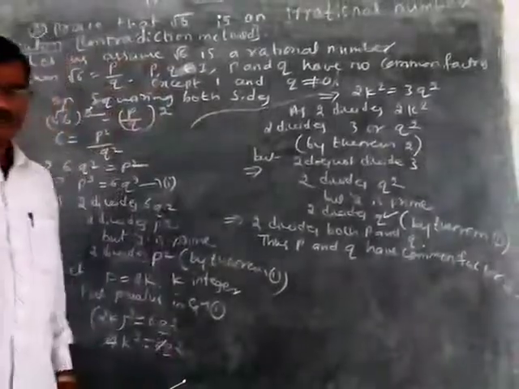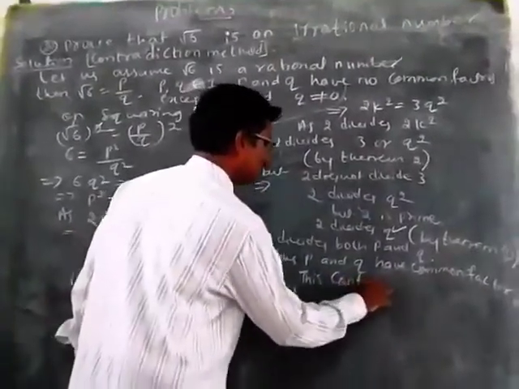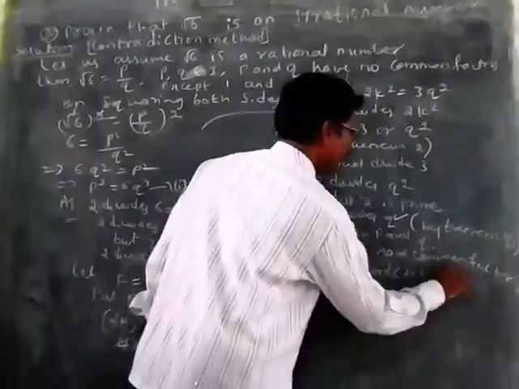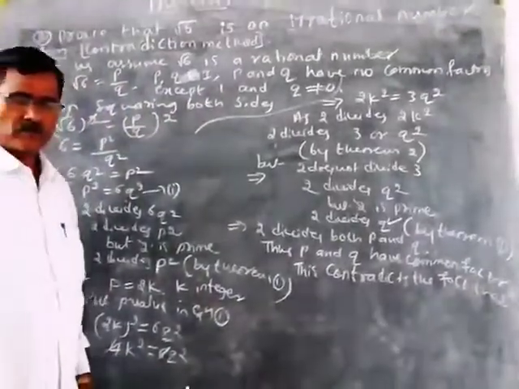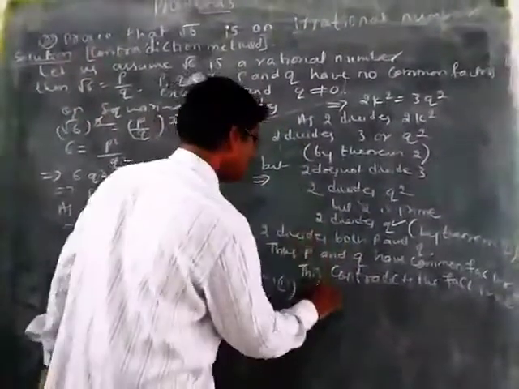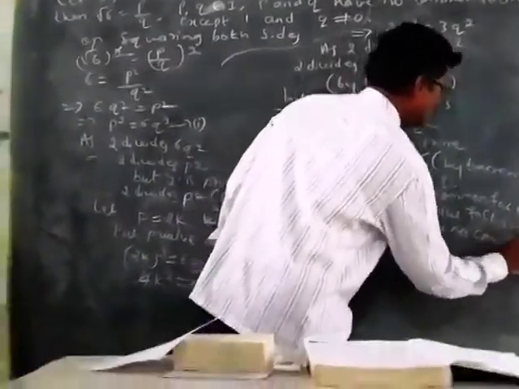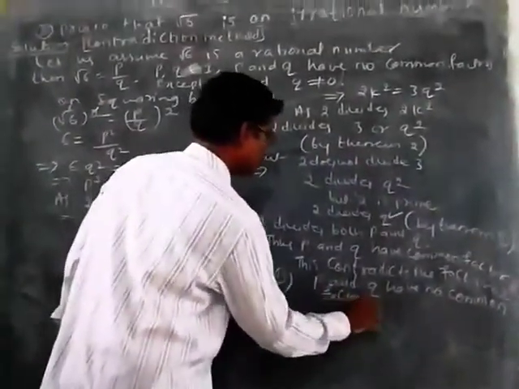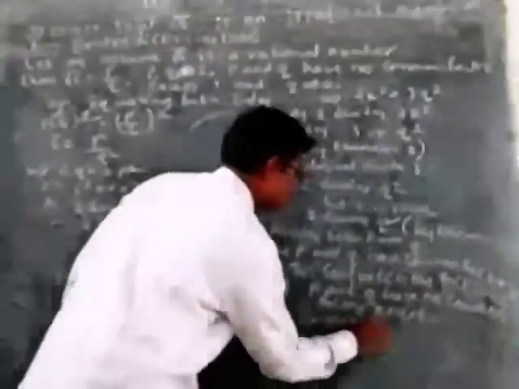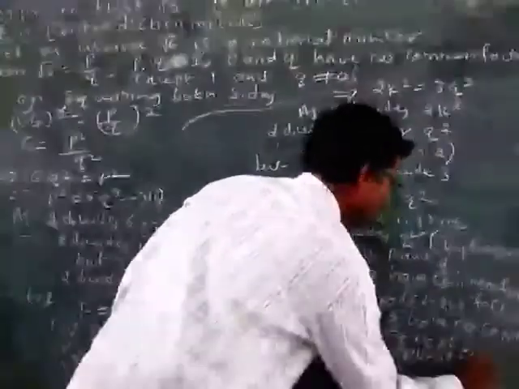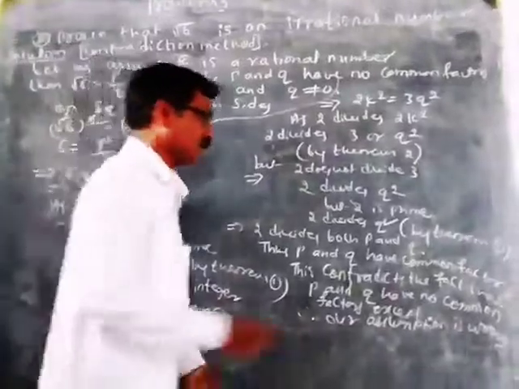Thus P and Q have the common factor 2. But this contradicts the fact that P and Q have no common factors except one. Therefore, our assumption is wrong.